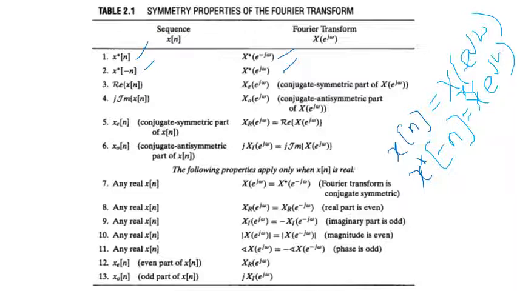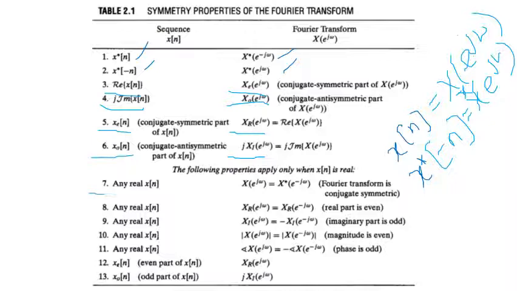So the real part of x of n means the even portion in the Fourier transform. The imaginary part of x of n means the odd portion in the Fourier transform. The even part of the signal means the real portion of the Fourier transform. Odd means the imaginary portion of the Fourier transform.